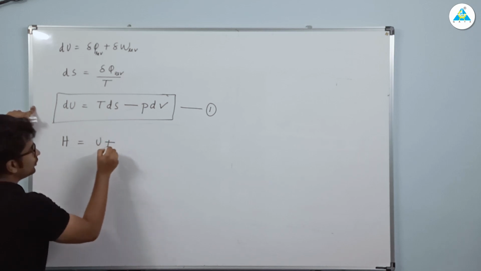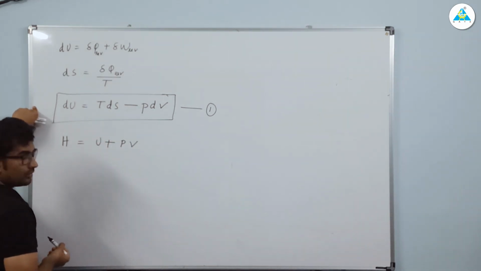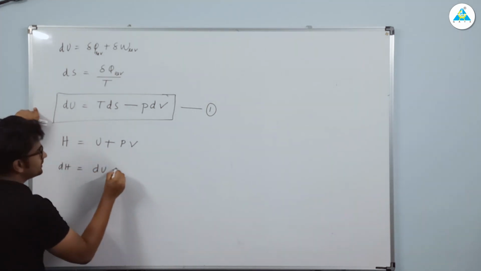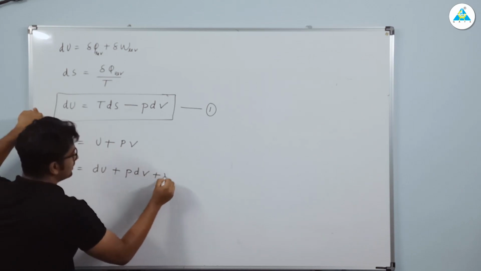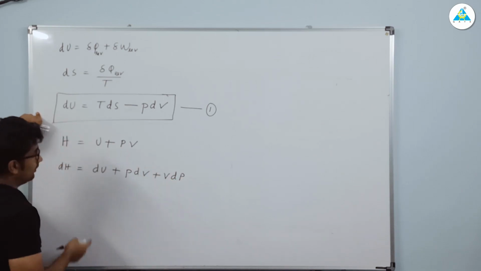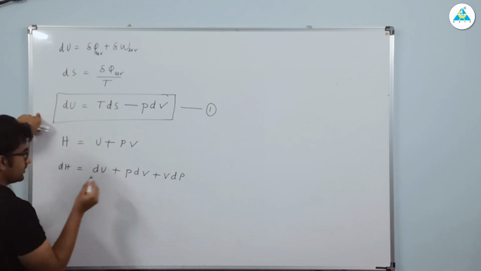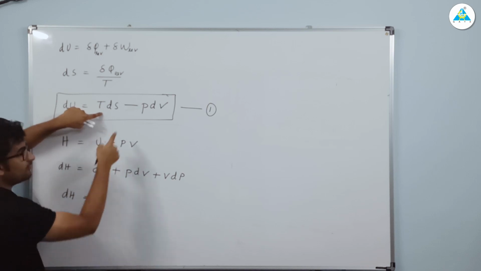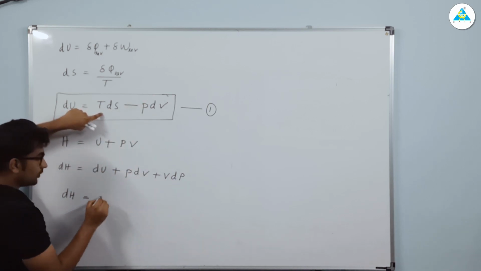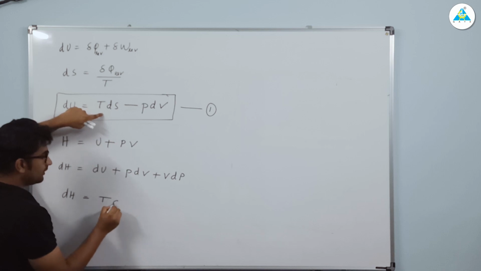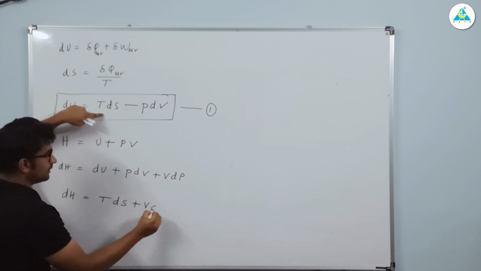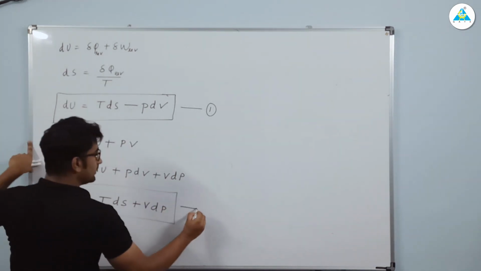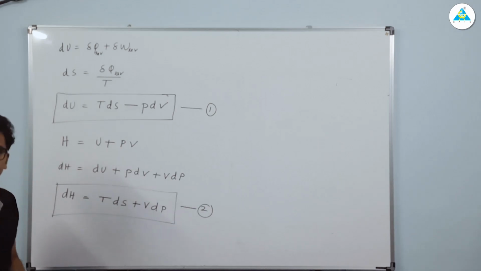Enthalpy is equal to U plus PV, right? What is dH then? dH is equal to dU plus PdV plus VdP. What is dU? TdS minus PdV. Substitute. So dH will be what? It will be dU is TdS minus PdV, so minus PdV plus PdV cancelled out. What value will you get? It will be TdS plus VdP.